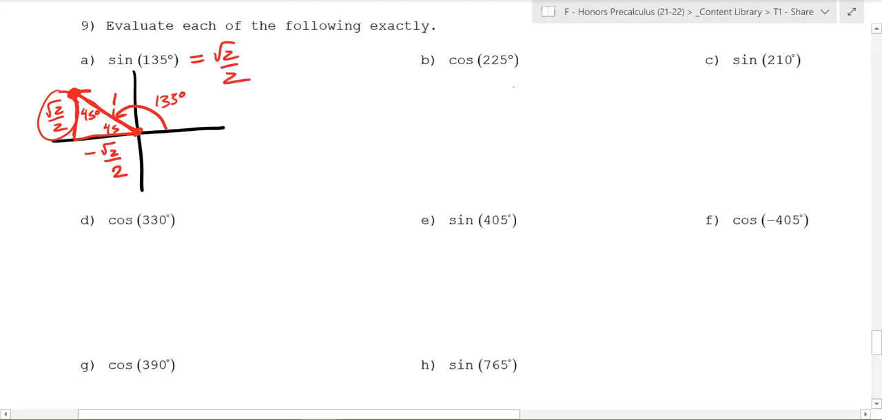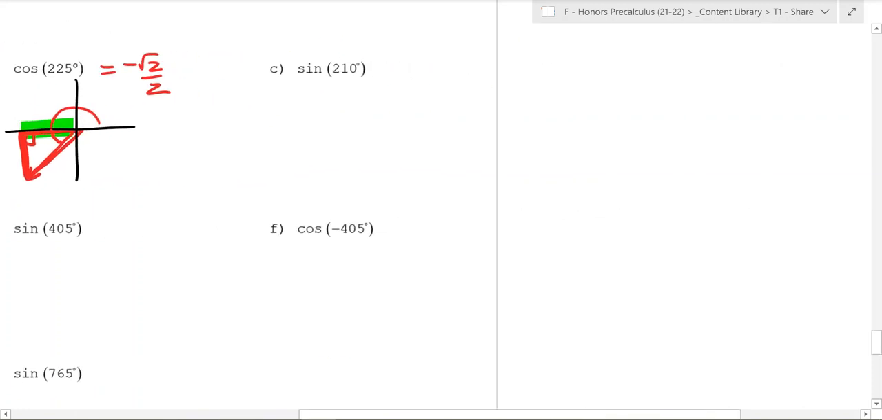Cosine of this next angle, 225, where's 225? Well, that's going to be all the way to 180 to there, so you go 45 more, it's to here. So what triangle is this right here? Well, that's again 45, 45, 90. And cosine is going to be the x value here, the green, so that's going to be negative root 2 over 2. Sine of 210 is going to be 180 degrees plus 30.